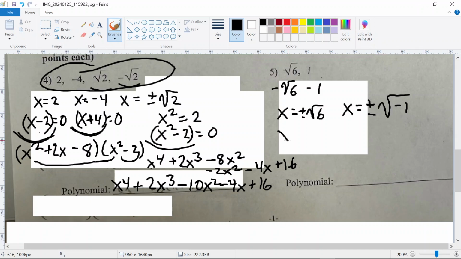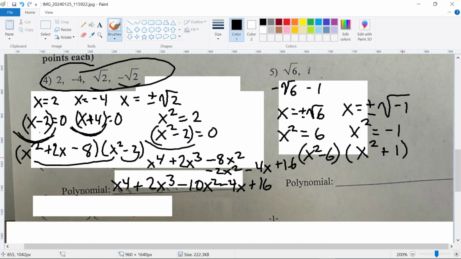I will square both sides. X squared plus 6. Not plus 6. What am I doing? X squared equals 6. And this is x squared equals negative 1. And now I will just subtract 6 from both sides. This is x squared minus 6. And this is x squared plus 1.